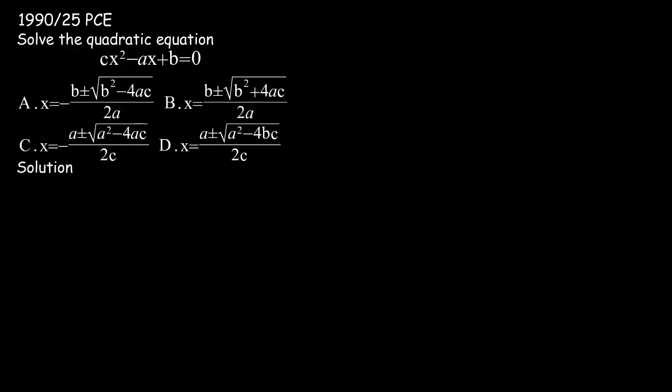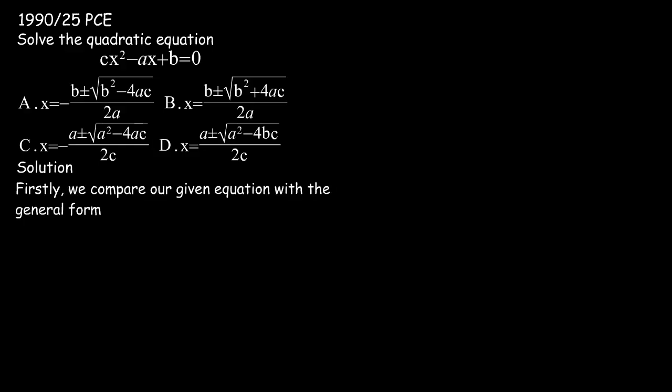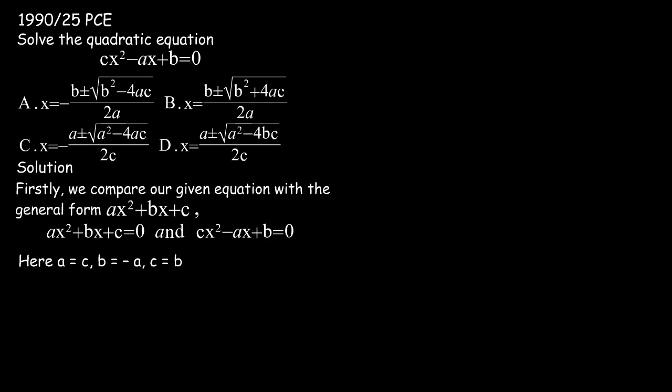We have another question from JAMB 1990, and it states: solve the quadratic equation cx squared minus ax plus b equals 0, and we were given the options. Now for our solution, first we are going to be comparing our given equation with the general form ax squared plus bx plus c. So writing both down, ax squared plus bx plus c equals 0, cx squared minus ax plus b equals 0, and comparing, we will see that a is equal to c, b is equal to minus a, and c is equal to b.